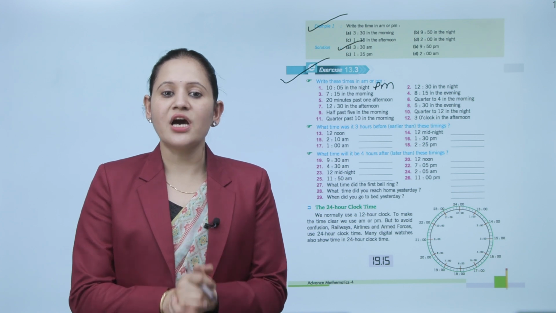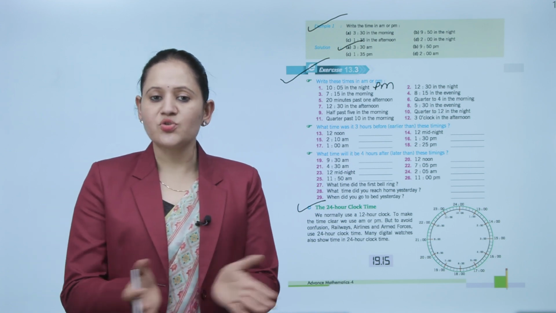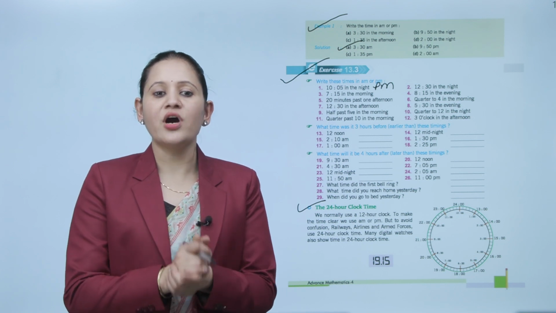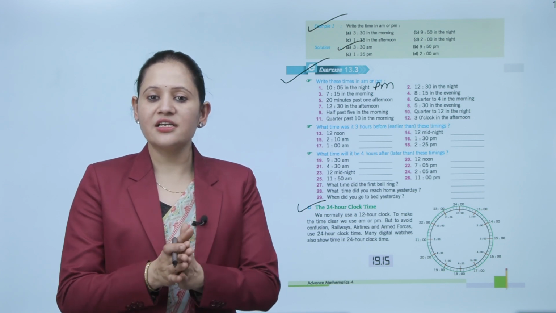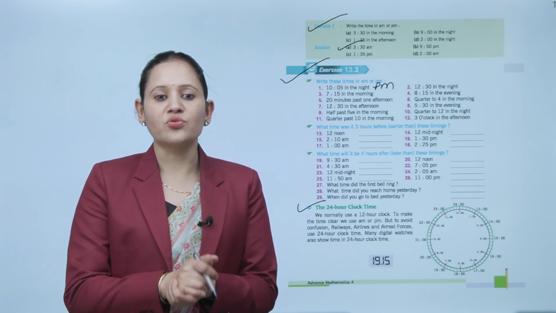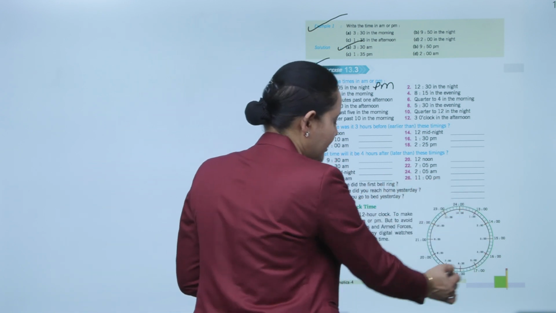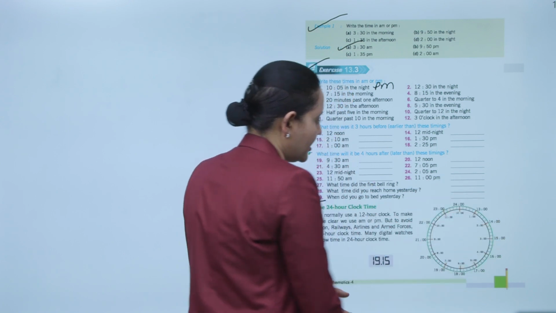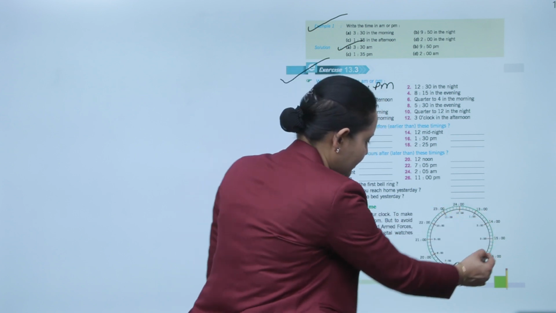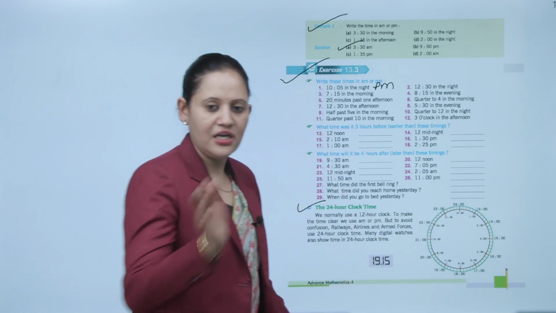Next is the 24 hour clock time. We normally use the 12 hour clock to make the time clear. We use AM or PM. But to avoid confusion, railways, airlines and armed forces use 24 hour clock time. Many digital watches also show the time in 24 hour clock, like here. The inside time, that is 12 hour clock. Outside, like 1 to 12, and after 12, 13, 14, 15, 16, 17, 18, 19, 20, 21, 22, 23, 24. Total 24 hours.